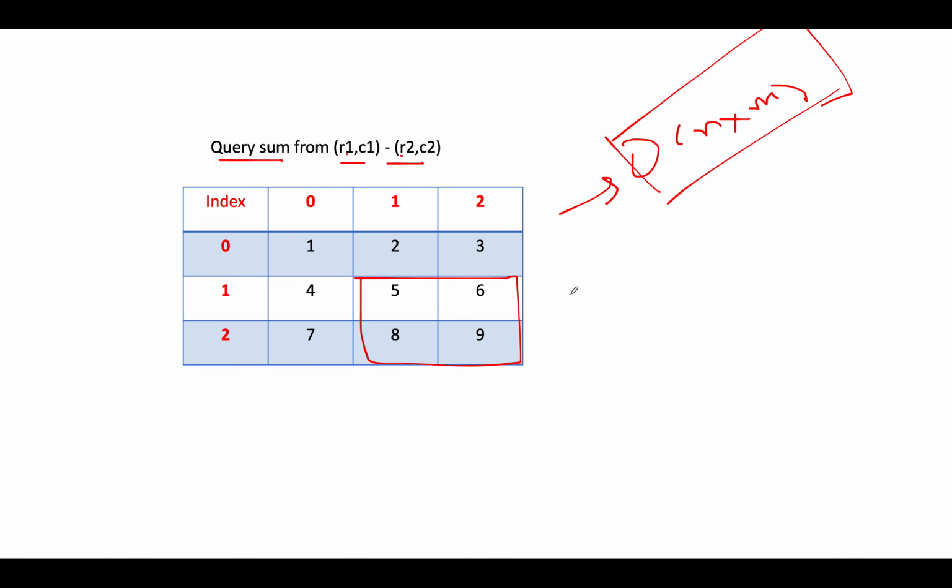So let's assume there are k queries that the system made. The total complexity would become order of k into n into m. Can we reduce this complexity from a third degree to a second degree? The answer is yes. How? So let's look at it.